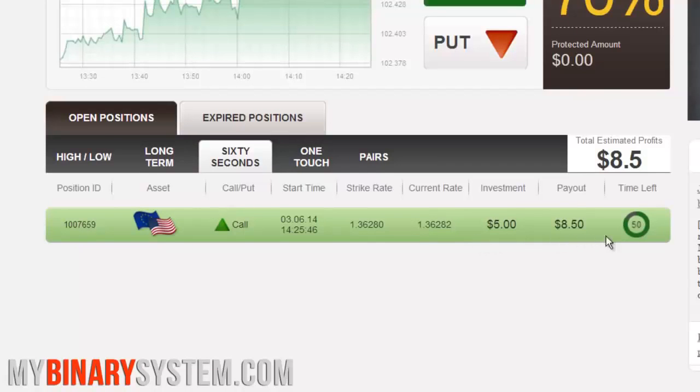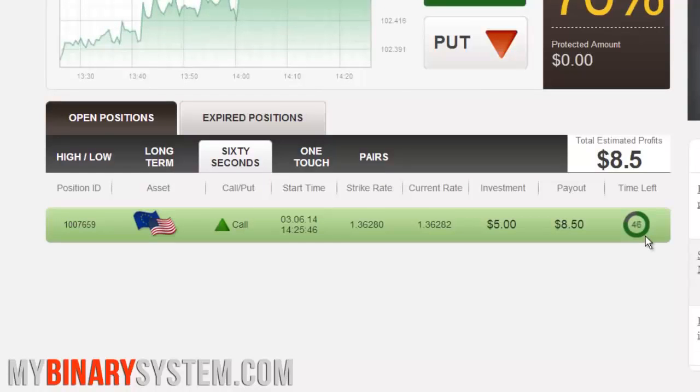This circled part shows you the time left until the trade expires. If it's green, it's currently winning, and as you can guess, if it's red, then it's currently losing. Beeoptions gives you updates on your trade in real time.